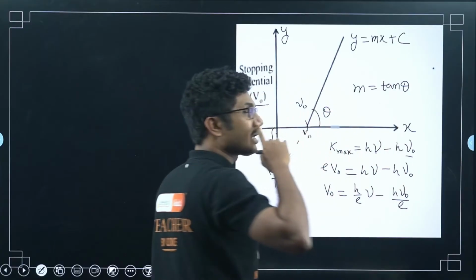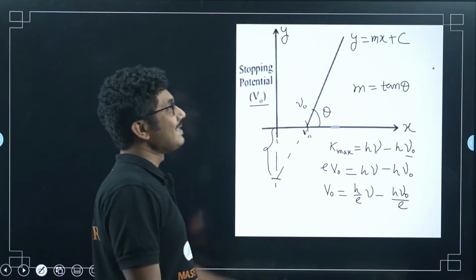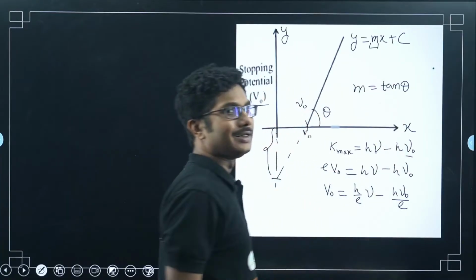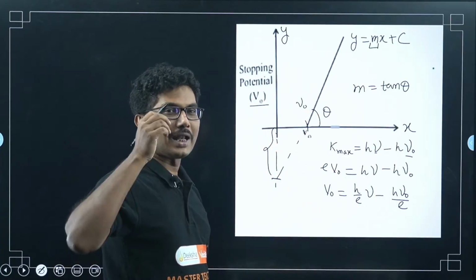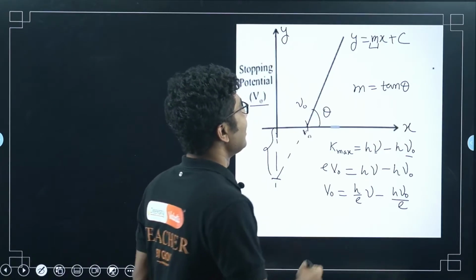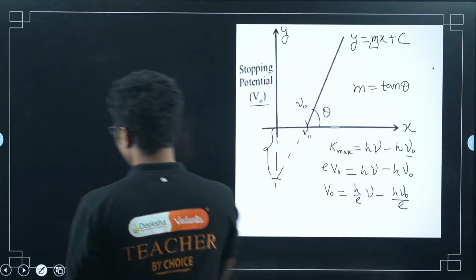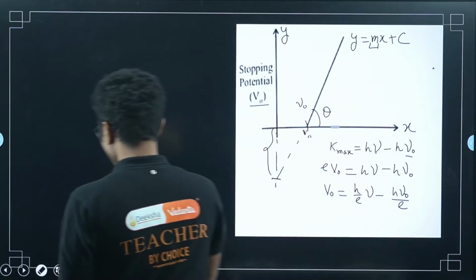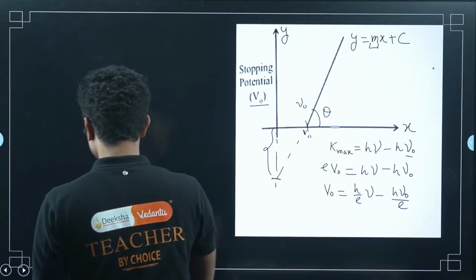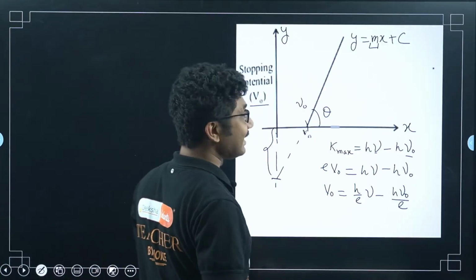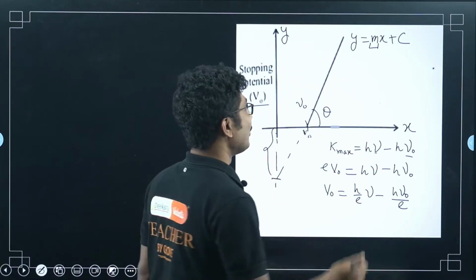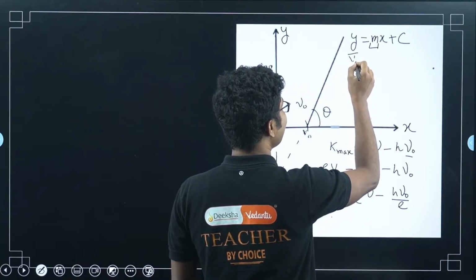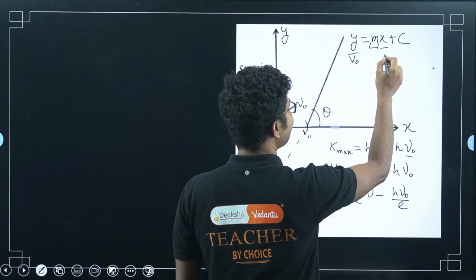Now if you remember in your maths class, what is m? m is nothing but the slope of the line, right? So the slope of the line, that is m, is equal to tan theta. So you don't need to calculate m equals tan theta here. This is not required, this is just to distract you. And what is c? c is nothing but the y-intercept. So if you compare this equation, you can see that instead of y, here it is V0, and instead of x, here it is nu.